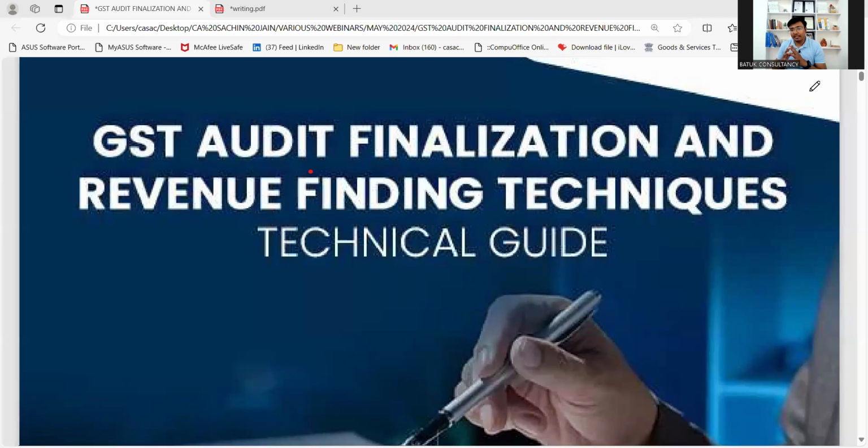Because the main task during the GST audit for a specific client is the finalization and the revenue finding techniques, so that you can identify the major paras and major issues, and report the same in your final report in the MCM. Also, you can find things through the analysis of business, so that business can also enhance compliances and effectiveness. That is the motto of the GST audit. And with that perspective, we are coming with this live course on GST audit finalization and revenue finding techniques.